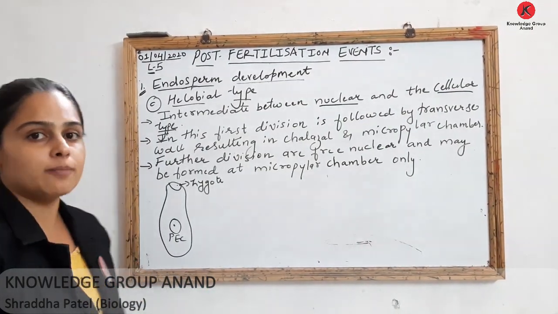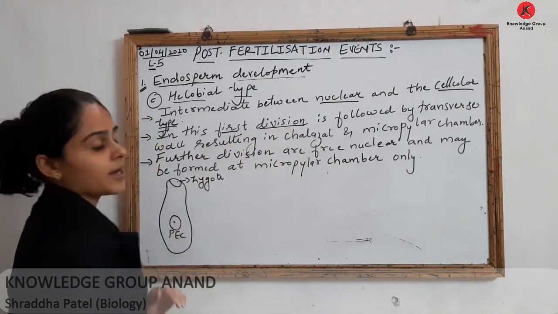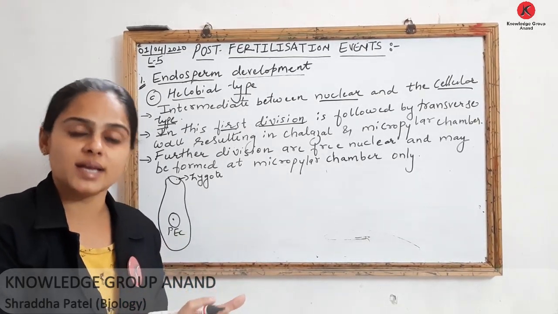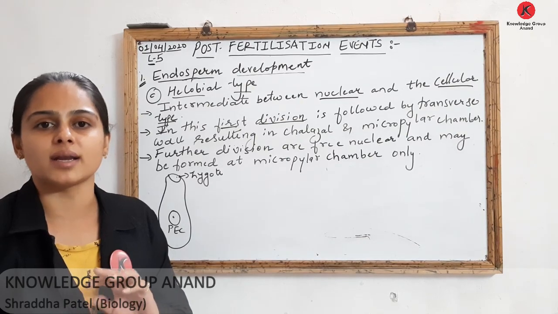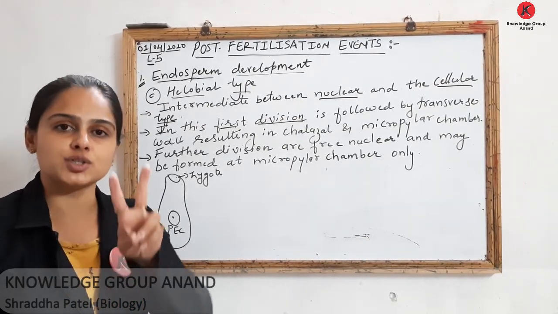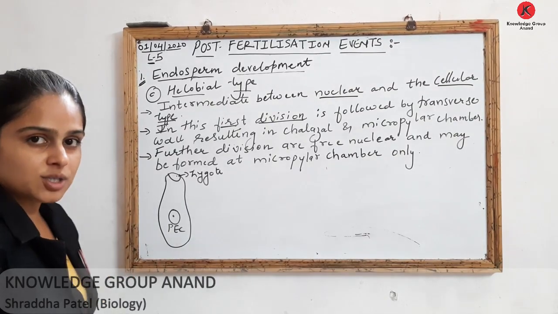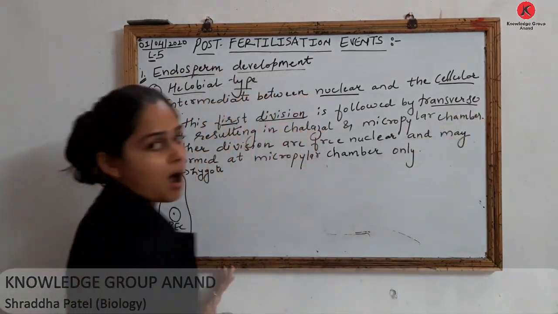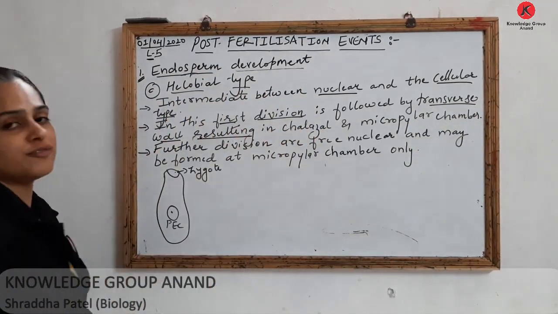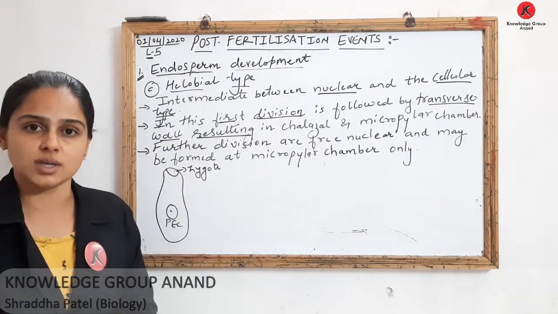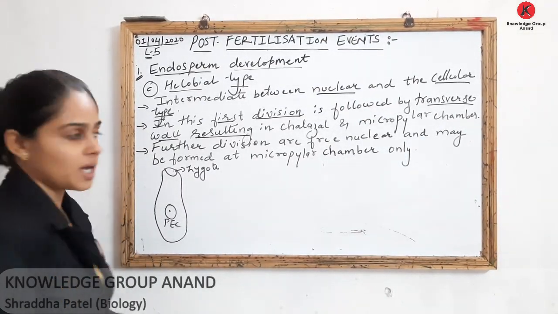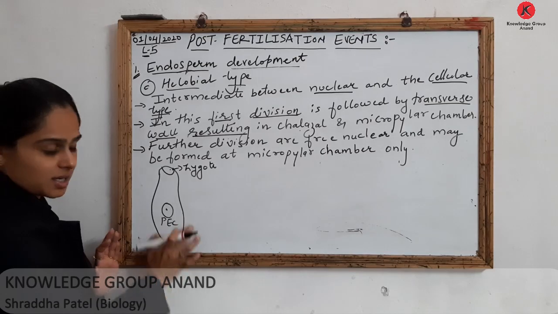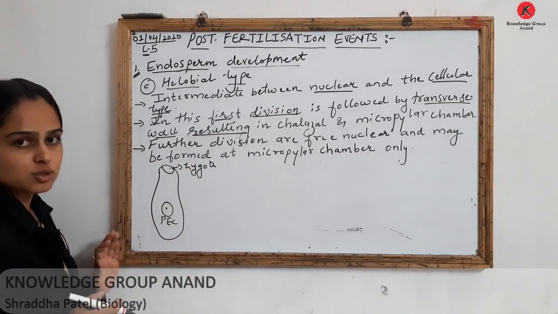Now in this type what happens, जो first division होता है, okay, the first division is like your cellular type, मतलब karyokinesis followed by cytokinesis which results in formation of two cells. First division is like your cellular type, मतलब the first division is followed by transverse wall formation, जिसकी वजह से आपको दो चैम्बर्स मिलेंगे, one chalazal and second micropylar chamber. Okay, देखो यहाँ पे once again this is your embryo sac, zygote, primary endosperm cell.